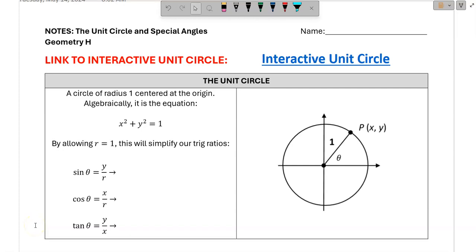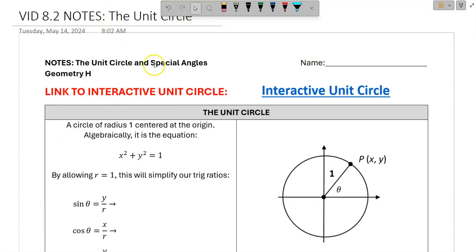Today we're going to talk about the unit circle, and in addition, we're going to introduce the special angles in trigonometry. To prepare for this video so that you can follow along and try some of the things I'm doing, be sure to have this page open for your notes. It's called Notes, the Unit Circle.